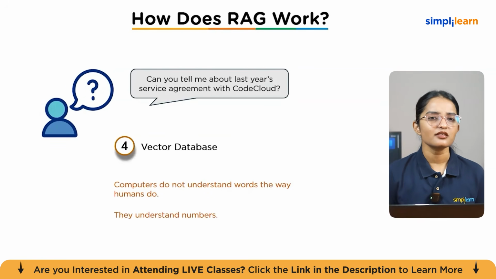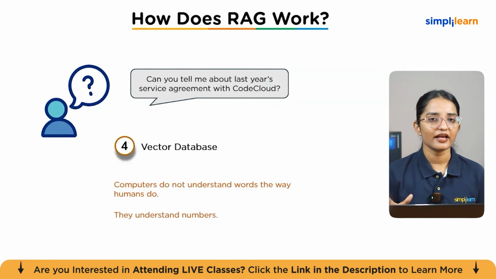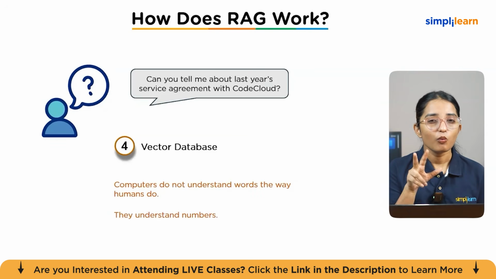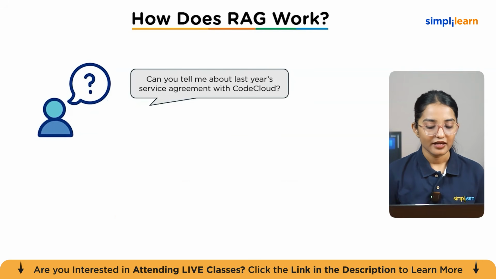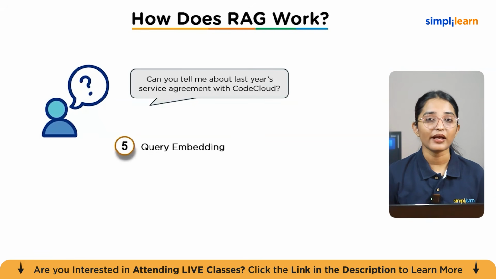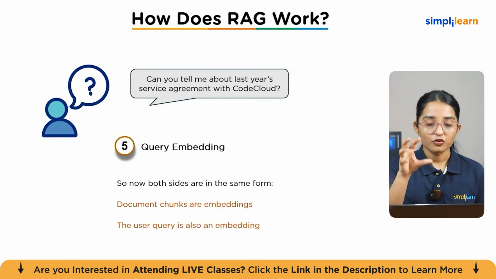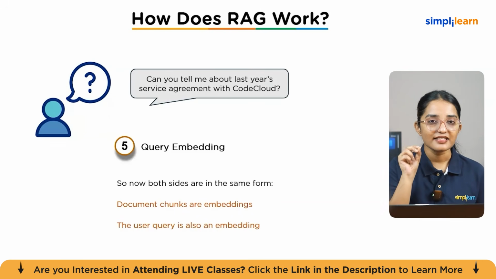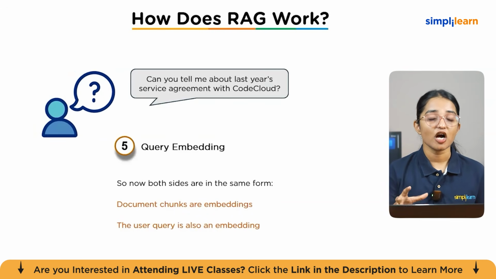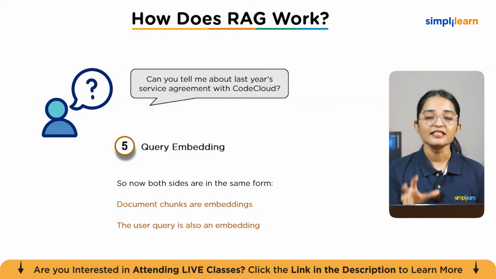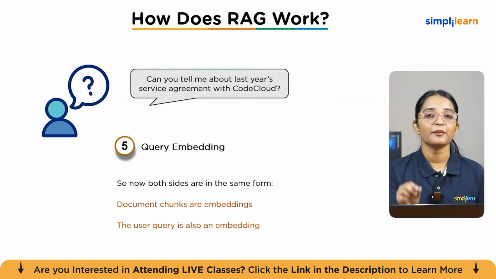Now, the user asks a question. Let's say the user asks, can you tell me about last year's service agreement with CodeCloud? What really happens now? Here comes step 5, which is query embedding. The question is also converted into an embedding. So now both sides are in the same form. Document chunks are embeddings. The user query is also an embedding. This allows the system to compare them properly.